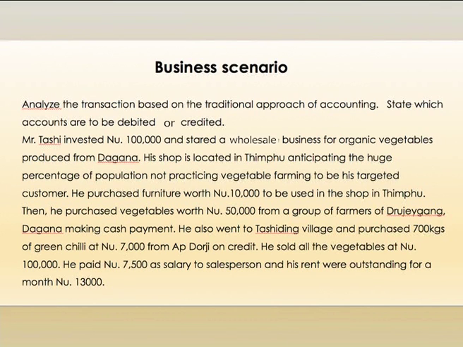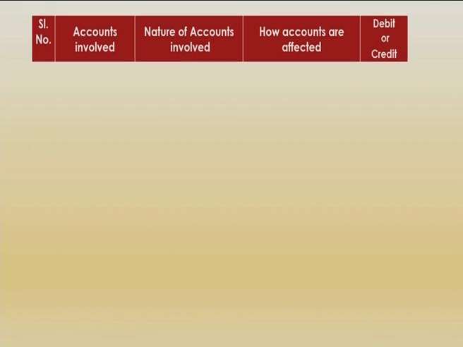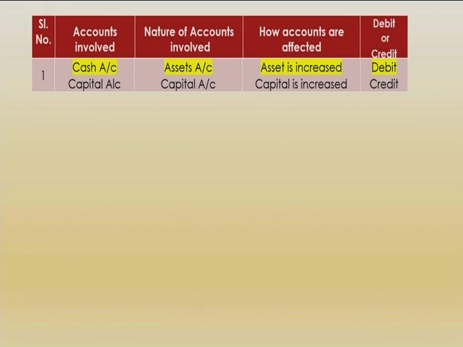Now, jumping back to the business scenario that we learned a few slides back, we are going to analyze these transactions once more using the modern approach. We have to focus on the same transactions in the yellow highlighted part and then use the modern approach to debit and credit all these transactions. So let's see how we are going to use the rules to debit and credit the accounts in the modern method. So we have accounts involved, nature of accounts involved, and how accounts are debited or credited.